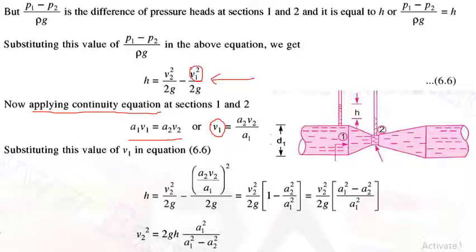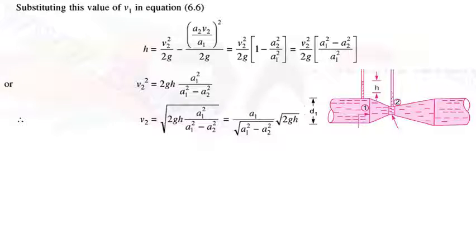So the equation becomes V2 square by 2g minus (A2 V2 by A1) the whole square by 2g. This is finally simplified in terms of V2: V2 square is equal to 2gh, h goes to the other side and V2 comes to the left side, 2gh multiplied by A1 square by A1 square minus A2 square. So we got V2 square is equal to 2gh into A1 square by A1 square minus A2 square.